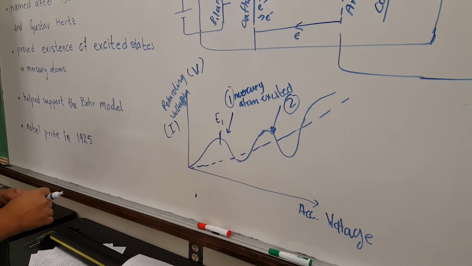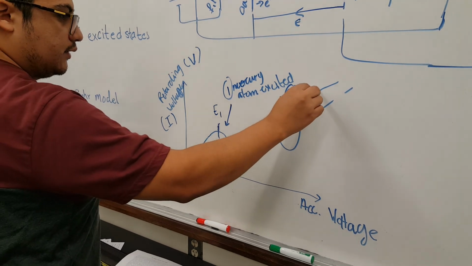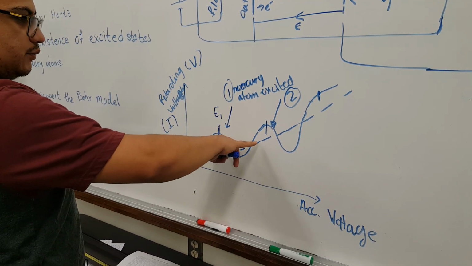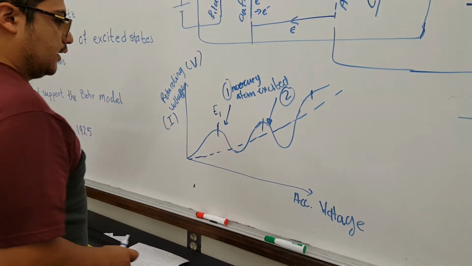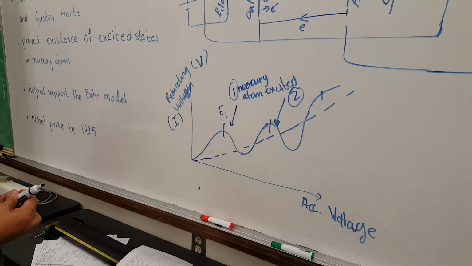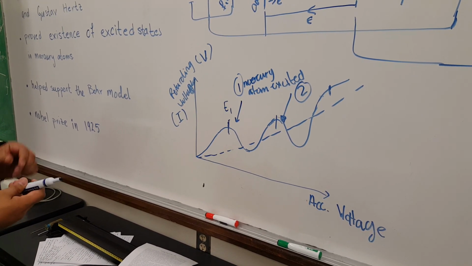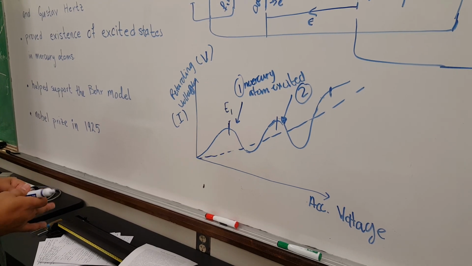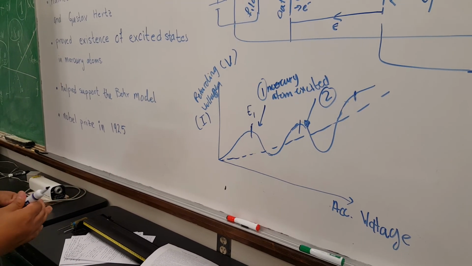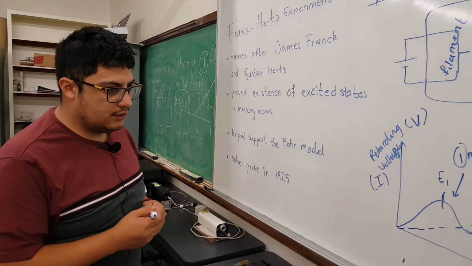So notice that these particular peaks happen only at particular positions, and they're equally spaced from one another. This helps prove the existence of excited states that are quantized, as described by the Bohr model. Now in the next video we'll talk a little bit about the equipment.